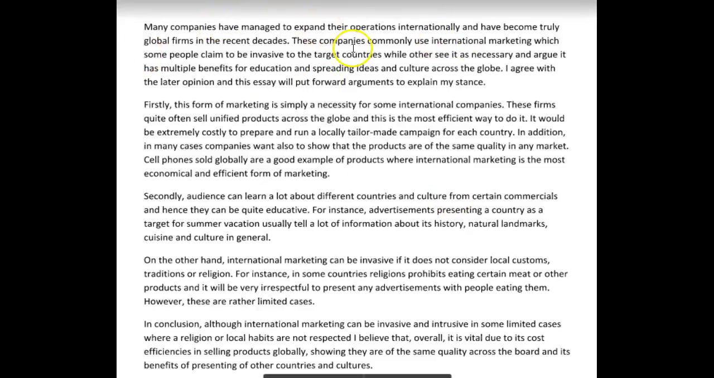So one suggestion I would make here would be to include this bit in this sentence, but also to shorten this sentence somewhat. So I would say many companies have expanded their operations internationally and become truly global firms in recent decades. There's no need for the article there. And I would say predominantly through international marketing, or predominantly through the use of international marketing, full stop. What we've done there is create our topic sentence, our introductory sentence, which much more generally covers what we're doing, and then the opinion comes next. Through the use of international marketing, some people claim this to be invasive.